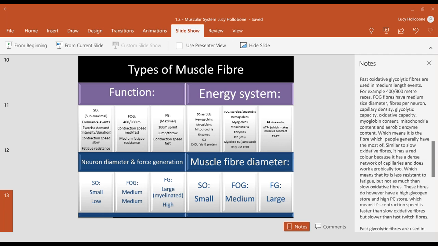Similar to slow oxidative fibers, it has a red color because it has a dense network of capillaries and does work aerobically too, which means that it is less resistant to fatigue, but not as much as slow oxidative fibers. These fibers do, however, have a high glycogen store and a high PC store, which means its contraction speed is faster than slow oxidative fibers but slower than fast glycolytic fibers.